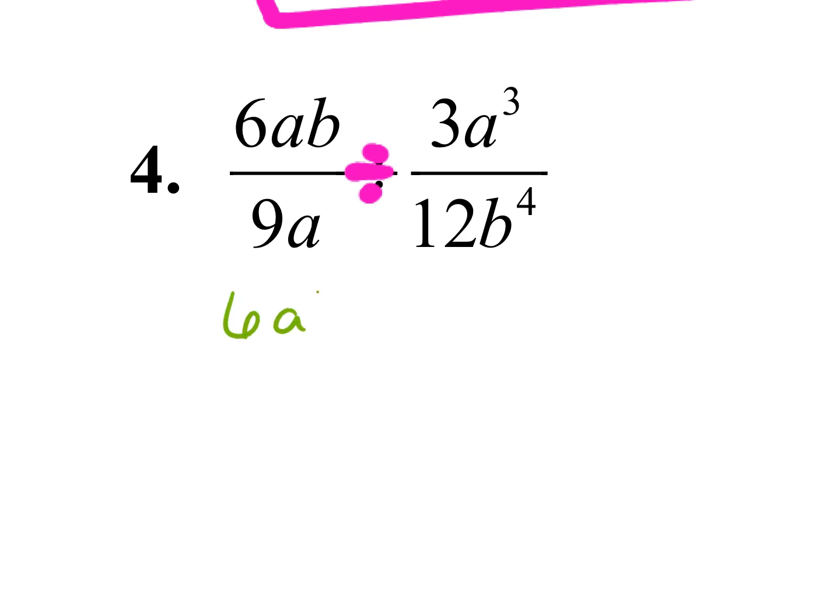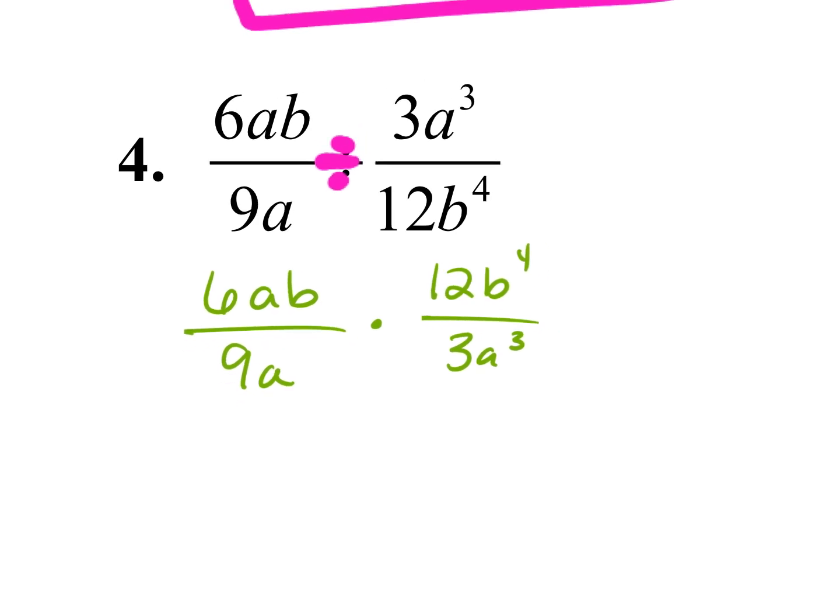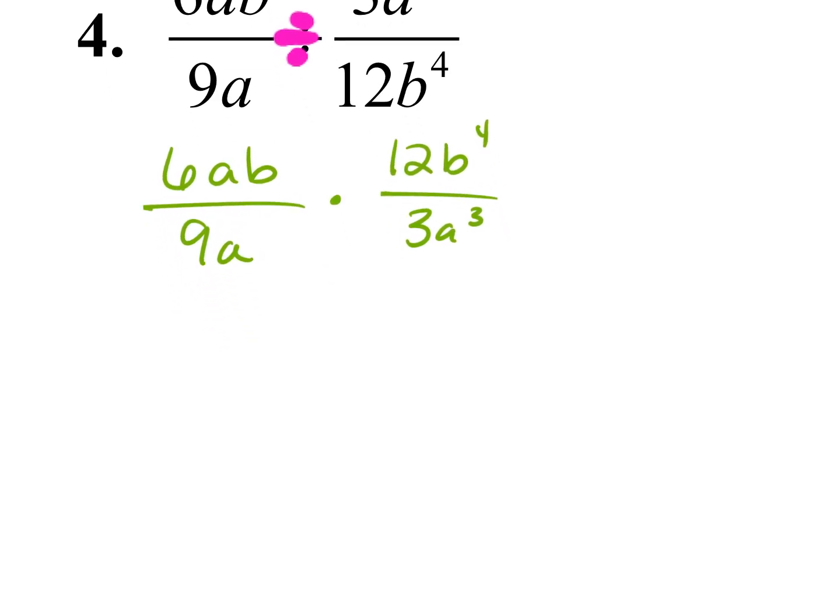So it's going to be 6ab over 9a, but now we're going to multiply and flip it over. Now from here, you can do one of two things. You can multiply straight across and then reduce, or you can cross reduce. You cannot cross multiply. When do you cross multiply? If this is an equal sign, then you cross multiply. But when it's multiplication, you go straight across.